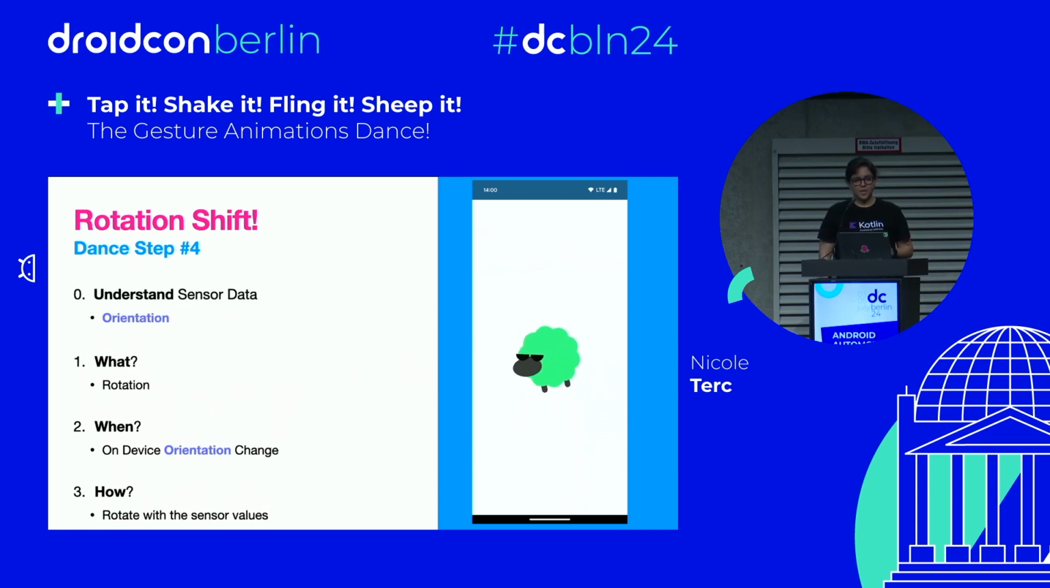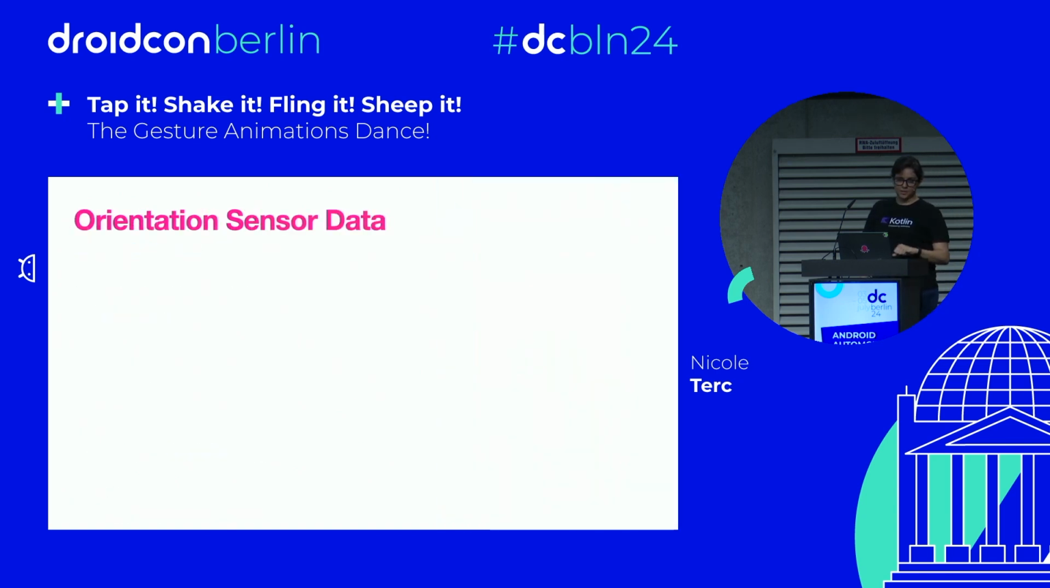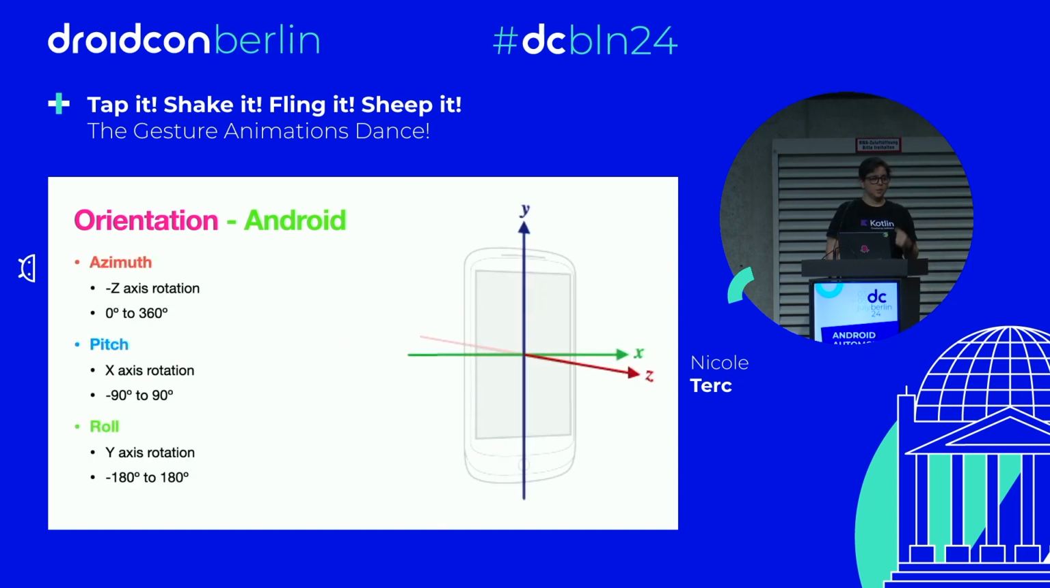Because as I mentioned, we actually have a zero step, which is we need to understand what values we are going to receive from our sensors in order to actually play with them. So let's take a look at how this orientation sensor data looks like. And let's start with Android. If you take a look at the documentation, you will arrive at this. Whenever you start listening to these orientation changes, you're going to receive three values. You're going to receive azimuth, which is the z-axis rotation. You're going to get pitch, which is the x-axis rotation. And you're going to get roll, which is the y-axis rotation.